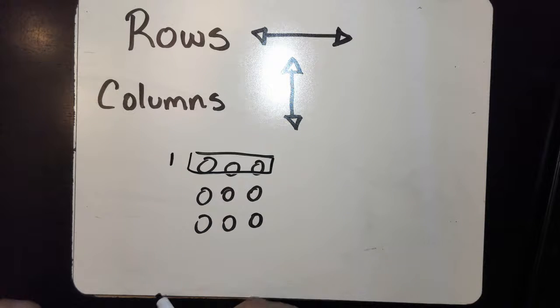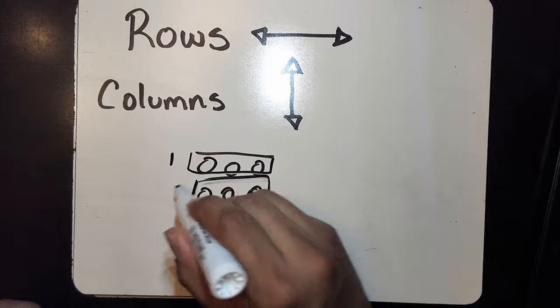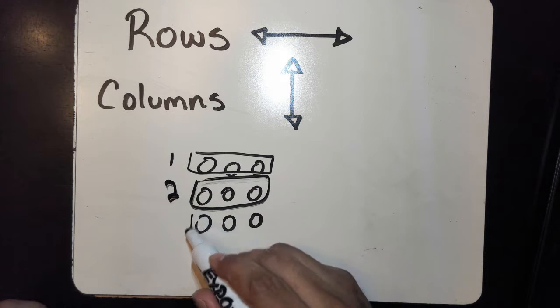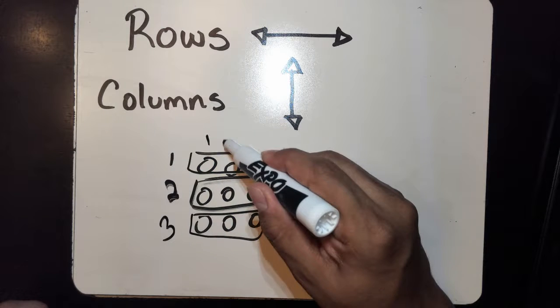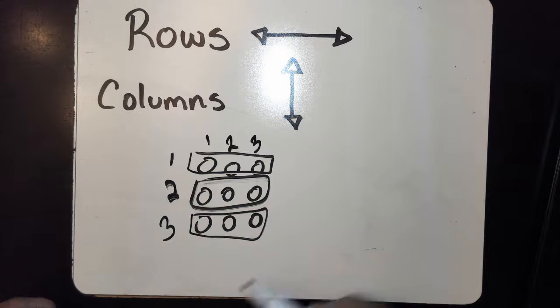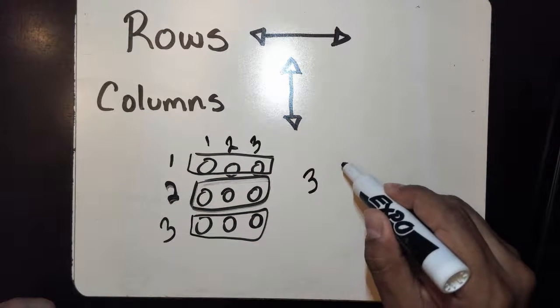1, 2, 3. And each of those rows has 1, 2, 3 columns. So this would be a 3 by 3.